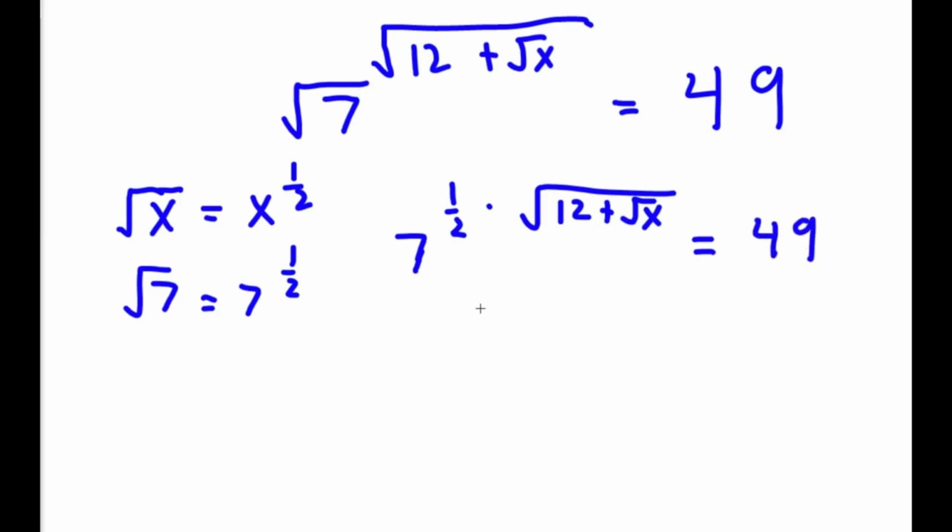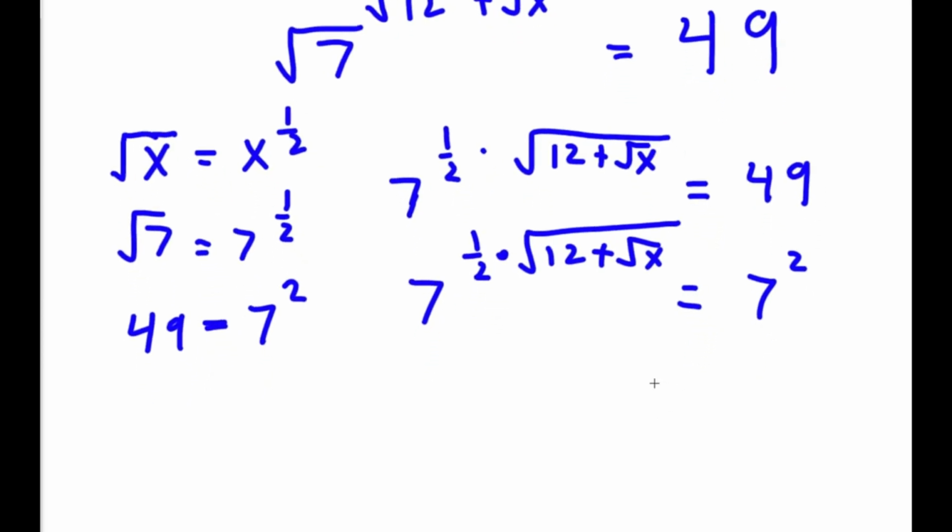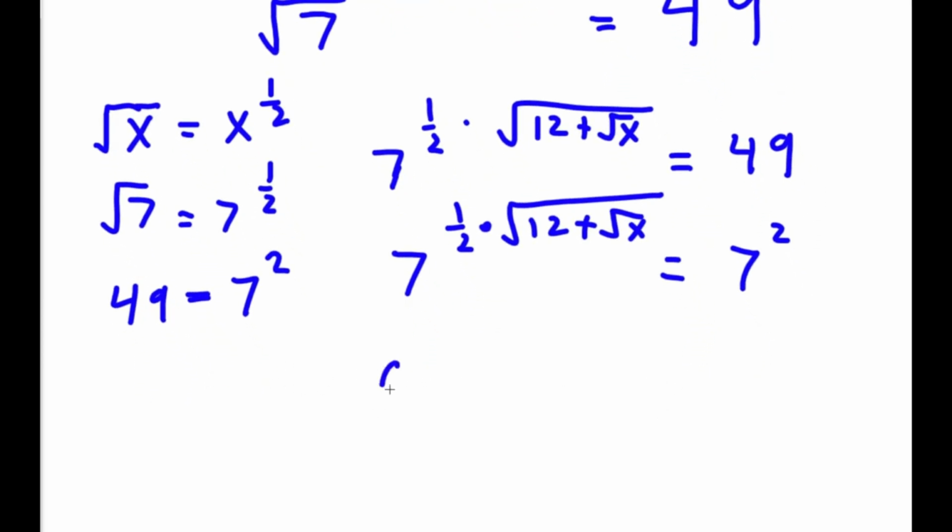Now 49 here is equal to 7 squared. So now I have 7 to the power of 1/2 times the square root of 12 plus root x is equal to 7 squared. And now, if I have something in the form a to the power of m is equal to a to the power of n, then this means that m is equal to n.